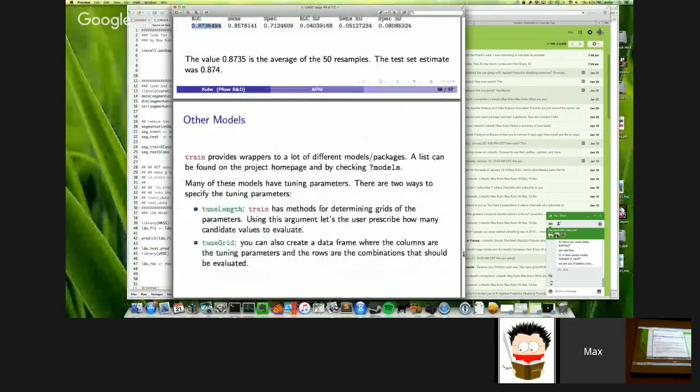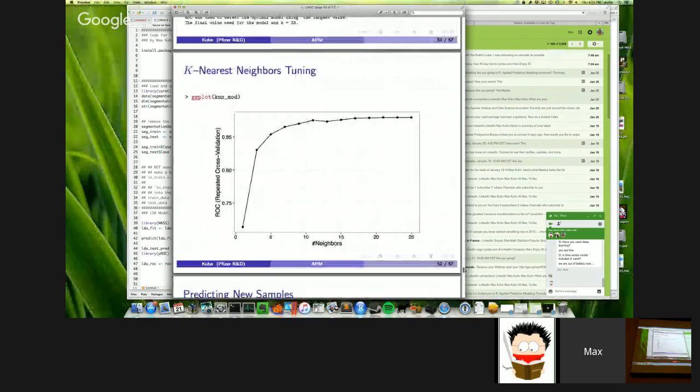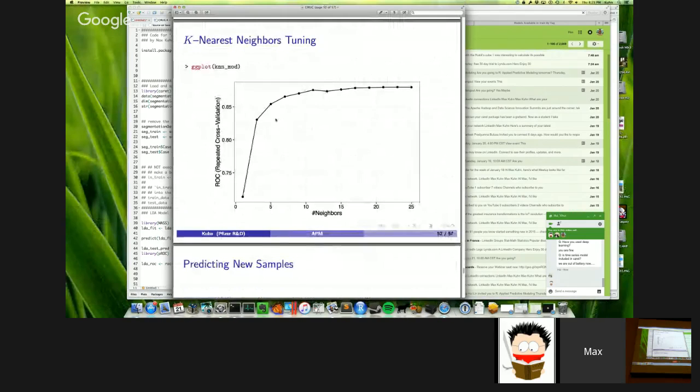There's a lot more I won't go into. I'll just conclude. Here's an example of training a k-nearest neighbors model where it shows the tuning parameter profile for this particular segmentation data. You can see each one of these dots here is the average of 50 resamples. So it would automatically pick the number of nearest neighbors that it liked and then use that going forward. There's a lot more functionality.